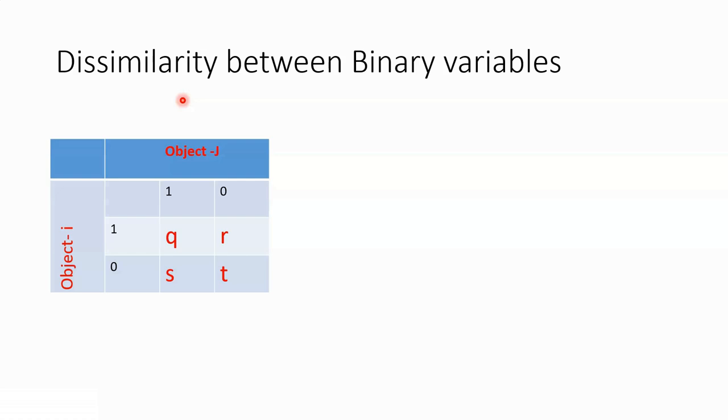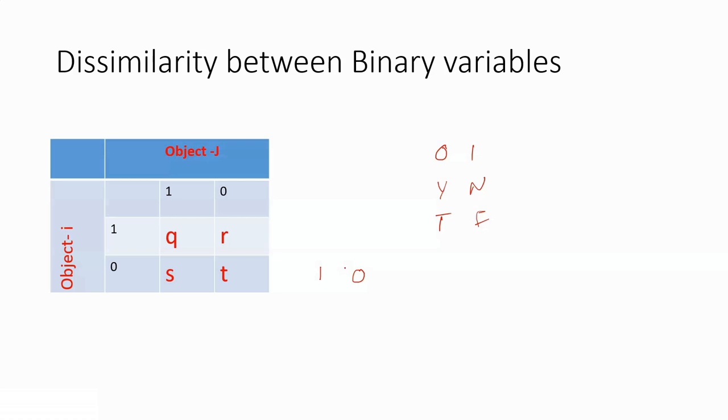We all know a binary variable has only two states. It indicates either 0 or 1, yes or no, true or false. Let us take an example: if a person is a smoker, it indicates 1; if he is not a smoker, it indicates 0.